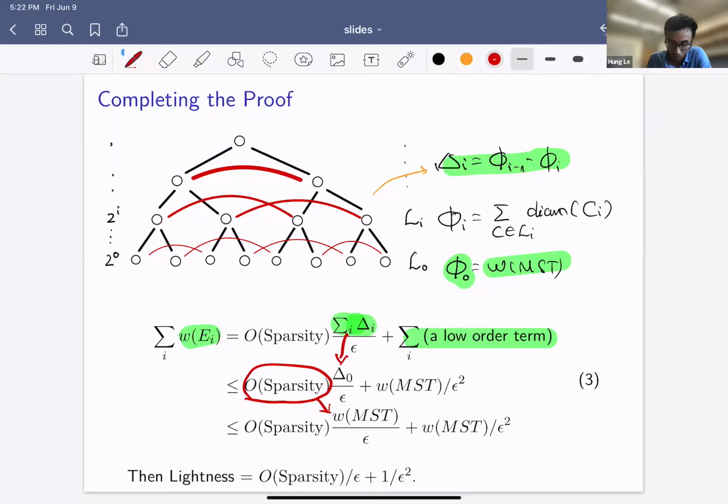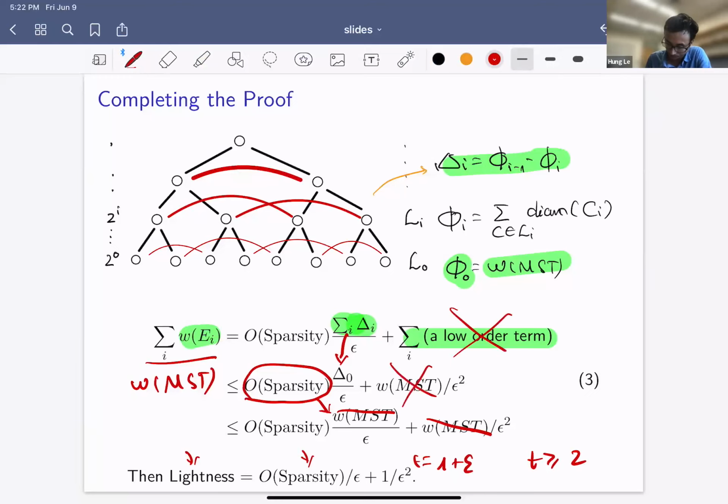Okay, and so when you divide by the weight of the MST, which defines the lightness, we get lightness equal to order sparsity over epsilon plus 1 over epsilon squared. And this is for step 1 plus epsilon. And when t is at least 2, like I said before, we don't have this low order term, so you get lightness equal to sparsity over epsilon. And that is the basic idea of the proof.